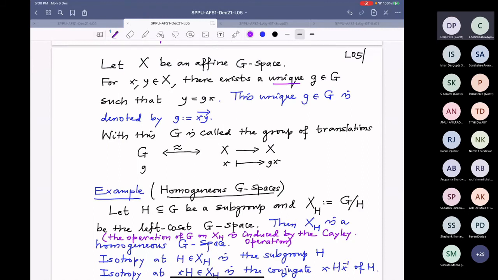All right, so you can realize G, that is, you can identify elements of G as translations on that set X. Translation means x goes to gx. Each different g will give you a different translation. And therefore, one can keep saying that G is a group of translations of X.